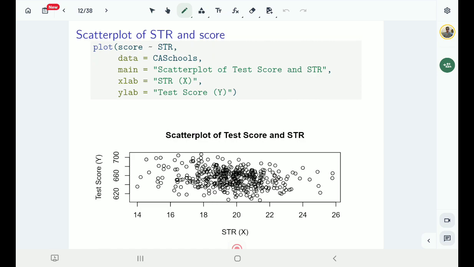Anyway, so now let's make a scatter plot of STR and score. The same function, you have to use the plot function.